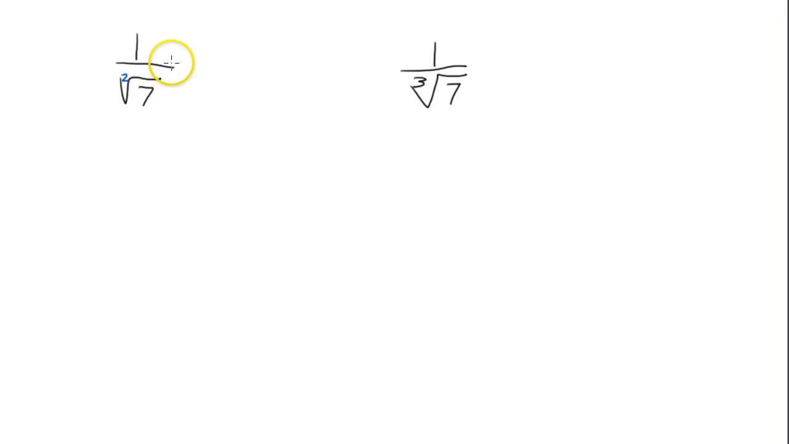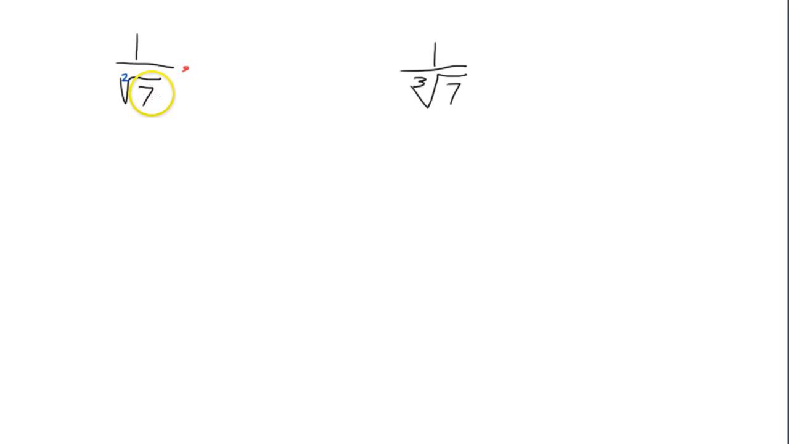Okay, so in this first one, we want to multiply both the numerator and the denominator by something that would make the denominator have a perfect square under the radical. Over here, in the second one, we're going to multiply by something so that we have a perfect cube under the radical because we're taking the cube root. So, back to the first one.